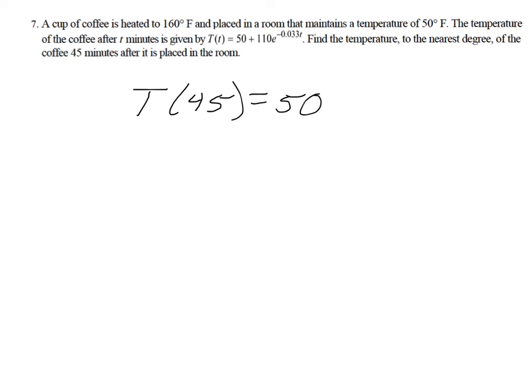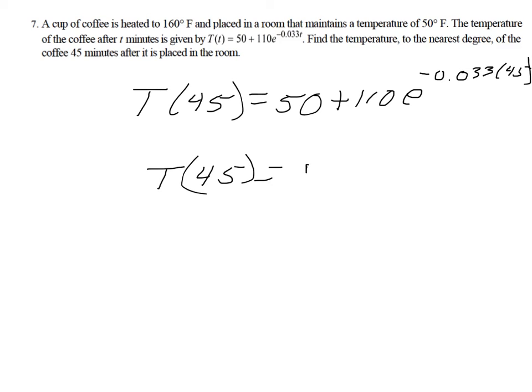So you're going to plug that in, 50 plus 110 times e raised to the negative 0.033 times 45. Now you're going to take your calculator, you're going to enter that in, you're going to crunch through it, and when you crunch through this problem, you're going to get T of 45 is equal to 74.915257, and it keeps going on and on and on. However, it says right here, round it to the nearest degree. So to the nearest degree is going to be 75 degrees.